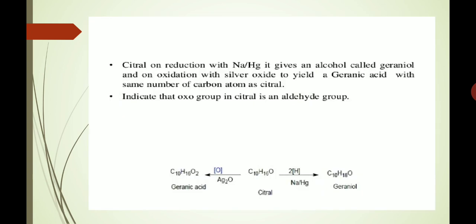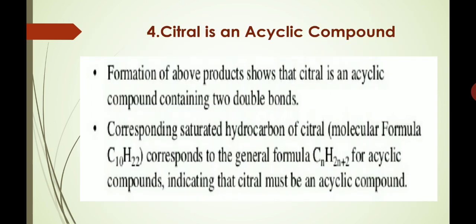So citral on reduction with sodium amalgam gives an alcohol called geraniol, and on oxidation with silver oxide it gives geranic acid with the same number of carbon atoms as in citral. This indicates that the oxo group in citral is an aldehydic group. As we have seen in this reaction, geranic acid we are getting on oxidation of citral with silver oxide, and on reduction with sodium amalgam, citral gives geraniol.